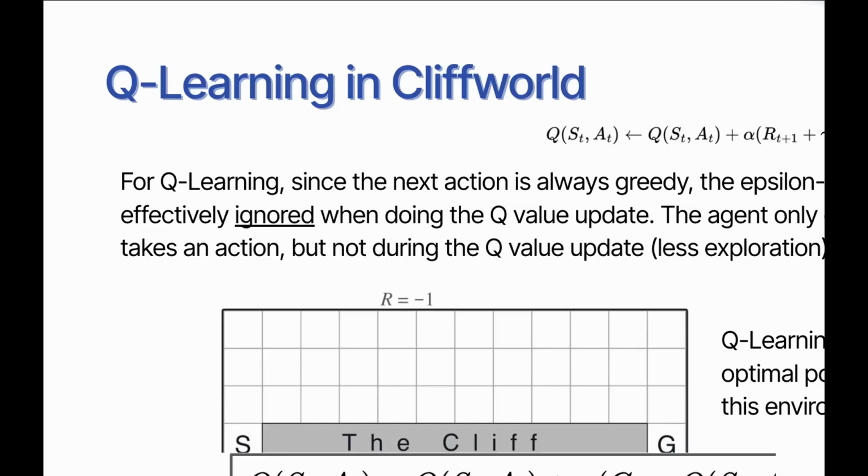Can someone tell me what that would look like for this environment? Remember, you want to avoid the cliff, right? And you want to escape as fast as possible. So what would that look like?